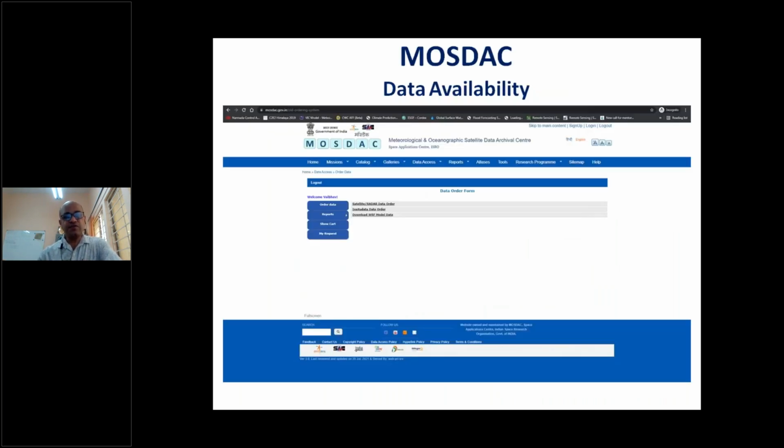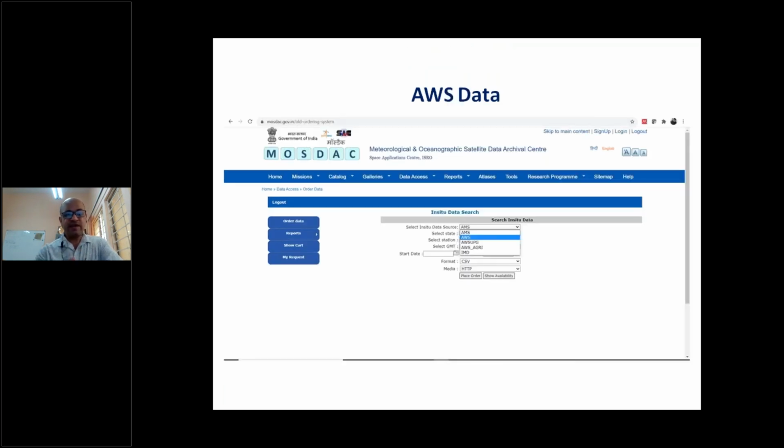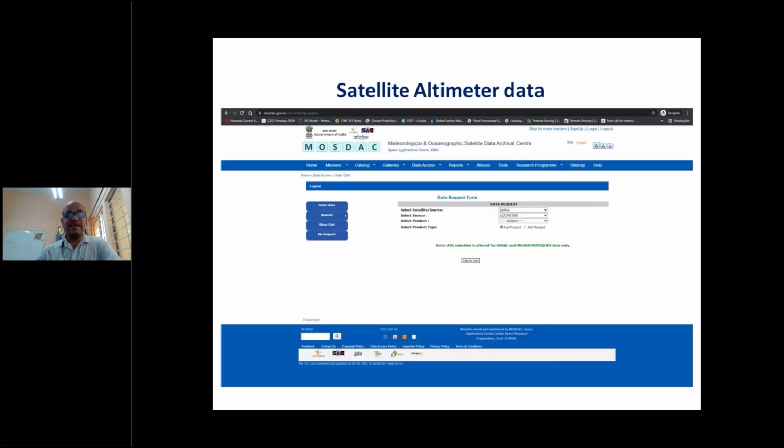There is one more website of ISRO, which is called MOSDAC. On MOSDAC also you can get satellite derived products and in situ products. Like on MOSDAC, ISRO also has some AWS, so that AWS data will be available. Some of the AWS are in collaboration with IMD, and those data will also be available on this site. Satellite altimetry data: those of you who are aware of altimetry, we can use an altimeter for water level monitoring. So satellite altimetry data for many of the locations in India is available on this website.